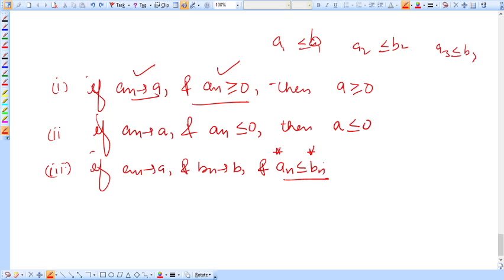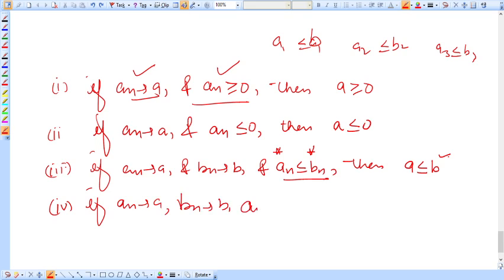Then if this is happening, then their limit, or the number to which they are converging, is a and b. Here a must be smaller than b, because all the terms of an are smaller than their respective terms of bn. Fourth, if an converges to a and bn converges to b, and also an is greater than or equal to bn, then a is greater than or equal to b, right? So these were a few more results on sequences.